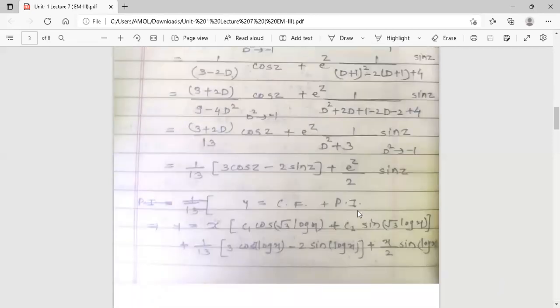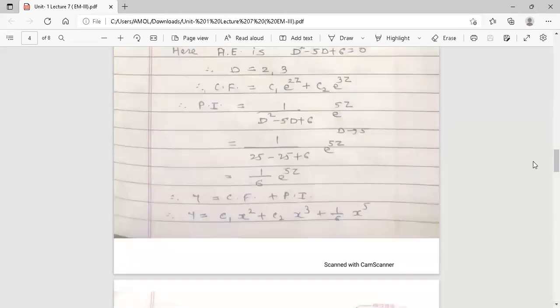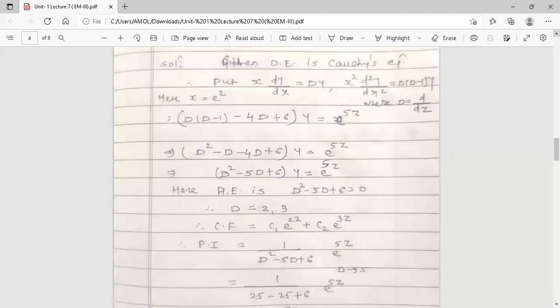Y is equal to CF plus PI. So you just do the addition of complementary function plus particular integral. This is your answer for the Cauchy's equation, given Cauchy's equation. This is the second example. You try yourself.